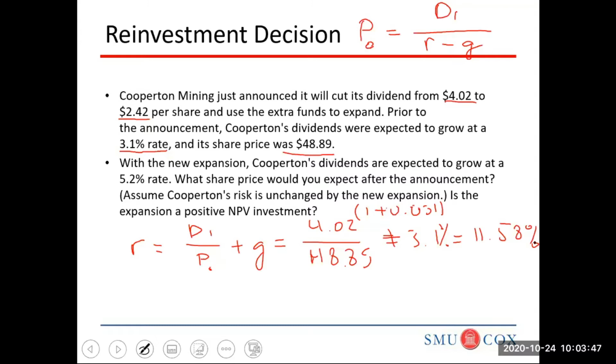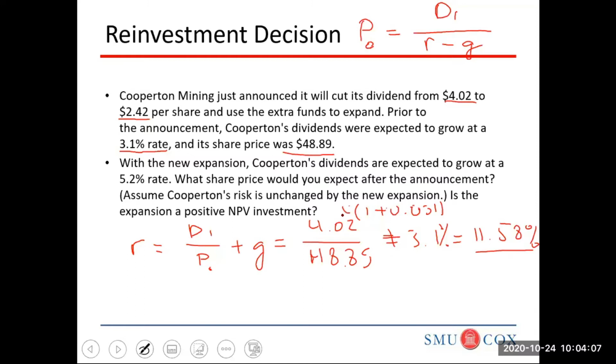Did people get the same number? What was your answer? 1158, 11.58%. Okay, good.